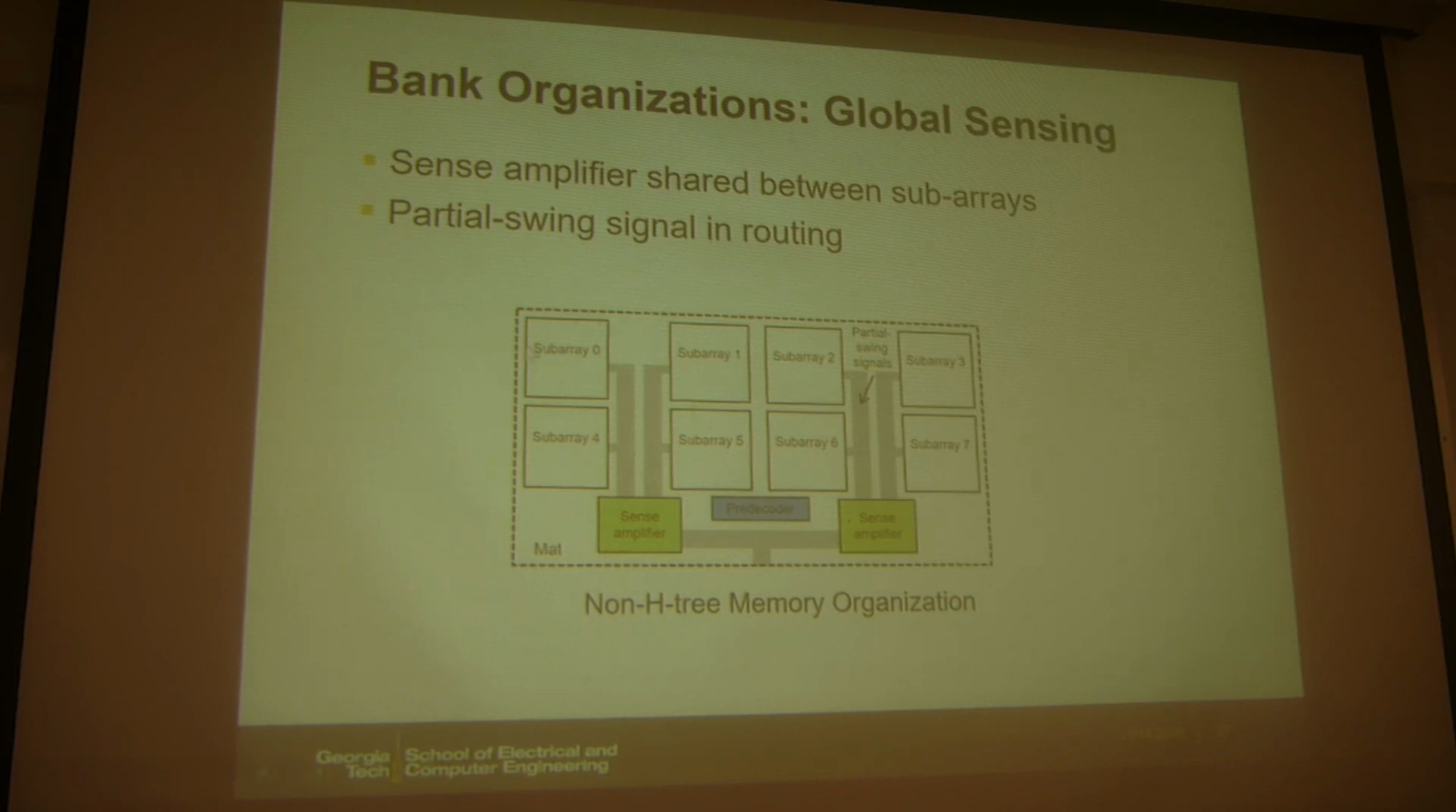So in this case, you have to carry the partial swing signal, and you may care about the noise. But the good thing is that you save area, because your I/O does not need so many bits anyway. So you can have different design options like this.